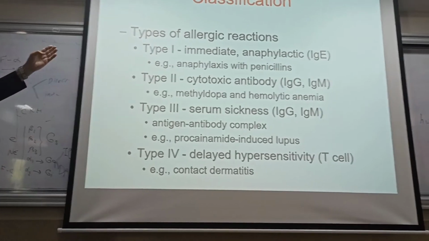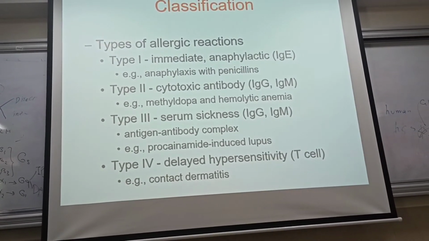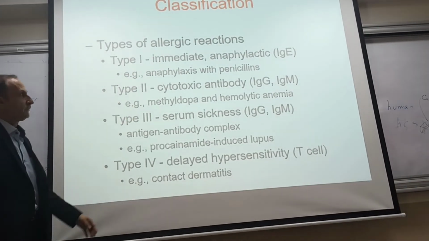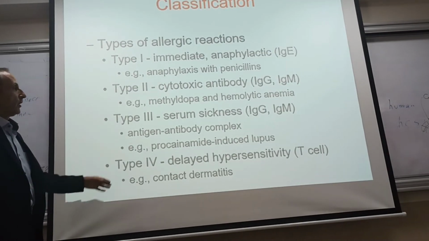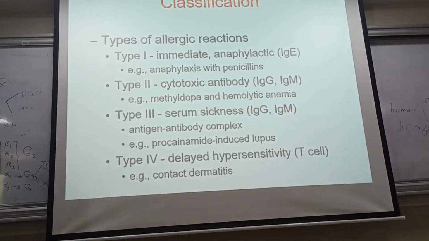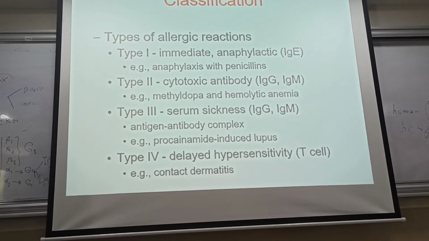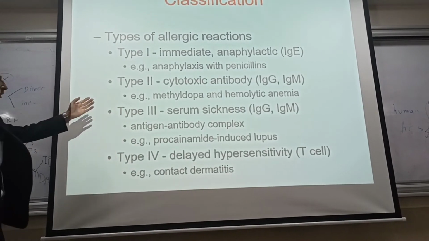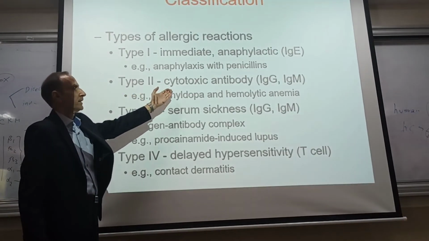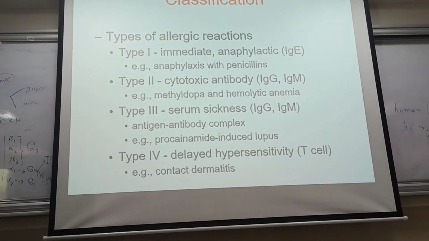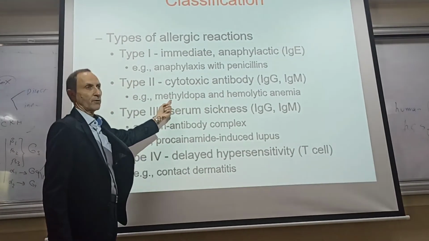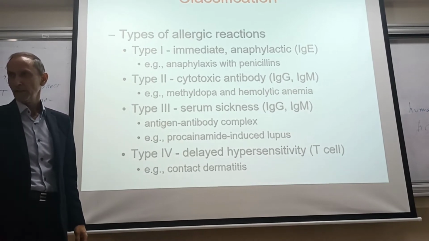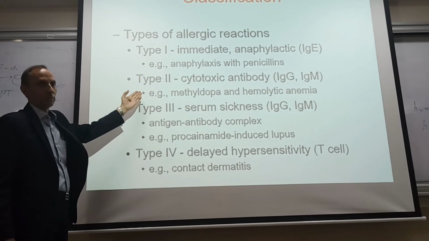Here you see that we have different types of allergic reactions to drugs. Type 1, 2, 3, and 4. Type 1 is mediated with IgE. And anaphylaxis is also one of examples of type 1. Sometimes we have less severe reactions, but they are type 1. In type 2, we say cytotoxic antibody, and IgG or IgM are involved, like hemolytic anemia that is produced by a drug, methyldopa. This drug is for hypertension and can cause hemolytic anemia. This is type 2 reaction.